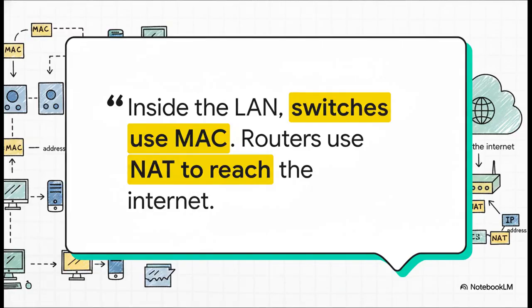Look, if you write down just one thing from this whole explainer, make it this sentence. This is your ultimate memory anchor. Inside your local area network, switches use MAC addresses for everything. To get out to the internet, routers use NAT and IP addresses. If you can master that one concept, you are well on your way to acing that exam.